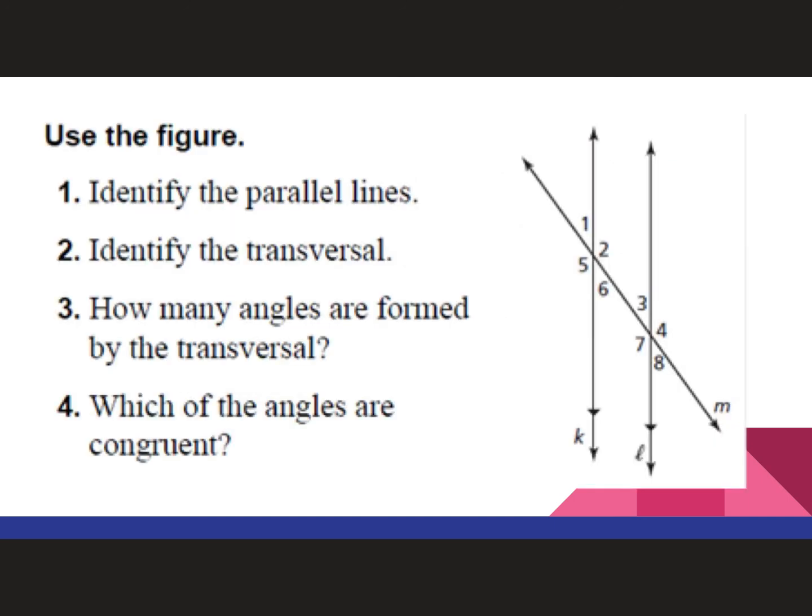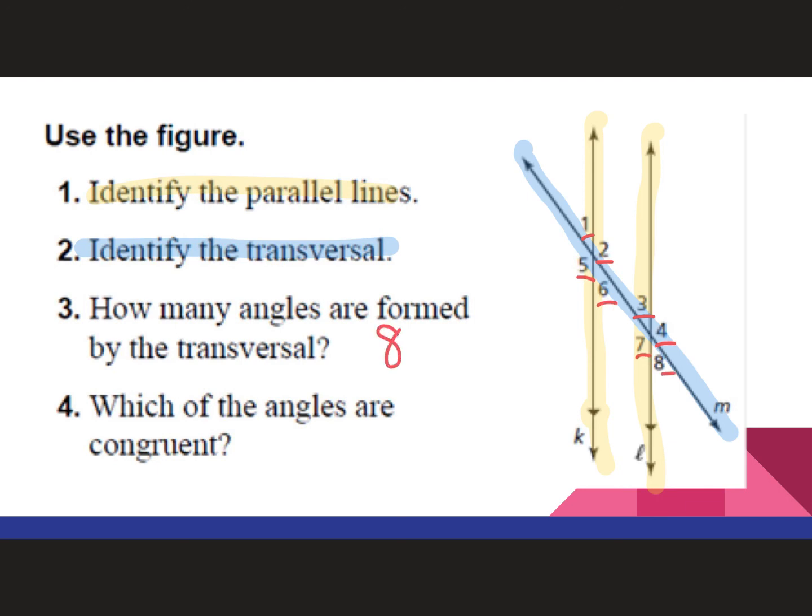Okay, last time. Let's talk about making sure that we can identify these things. So, first thing, identify the parallel lines. Well, here's my parallel lines. I can tell because they've got these wonderful arrows on them. I'm asked to identify my transversal. The transversal is this. How many angles are formed? Well, I can count them. 1, 2, 3, 4, 5, 6, 7, 8 angles are formed.